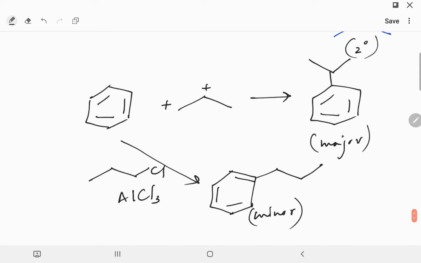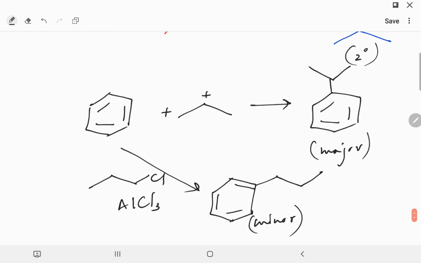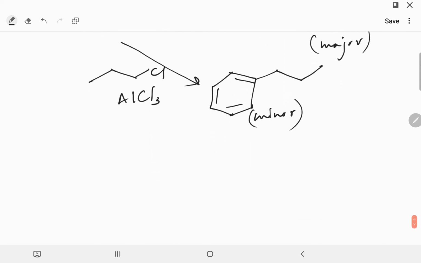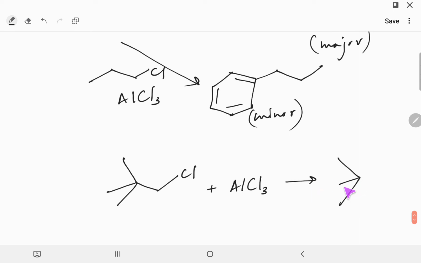All right, so these types of rearrangements are very common in Friedel-Crafts alkylations. So my advice to you is that whenever you have an alkyl halide, always look at the electrophile. As an example, if you use this particular alkyl halide, once it reacts with AlCl3, it will produce an electrophile which is actually a primary carbocation. It is not that stable.